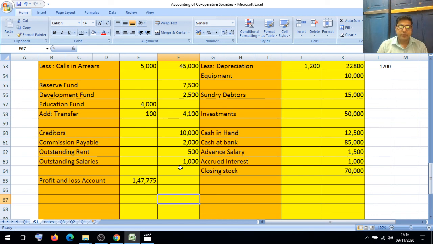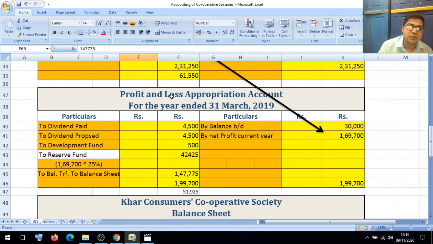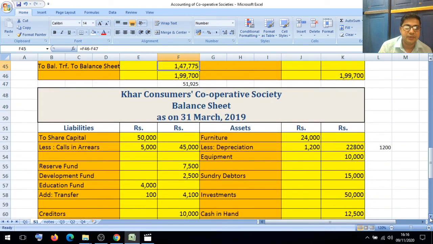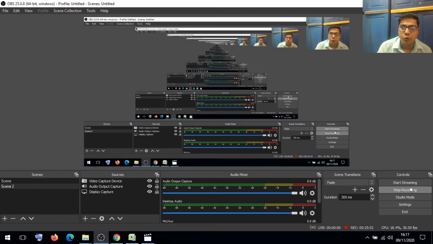Sometimes what happens, they may put it as a profit and loss account balance, they will not put it as an appropriation account balance. It is transferred, but they will not put it, and they will put the reserve funds separately, that we will discuss. But first of all, you have to find out the closing balance. This is your homework today.